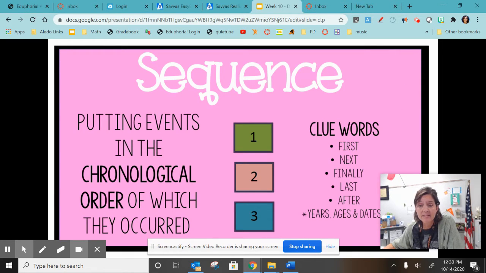A lot of times we'll have sequence when we're doing a how-to or something like that, where we're reading about how to make something because it's in chronological order, which means a specific order of time. So first, next, then, finally, after that. You might even use sequence when you're telling me about your weekend or something that you did over a holiday, because you're going to say, first I did this, then I did this, last I did this. So sequence is often used in nonfiction and really about personal memoirs or on how-tos.